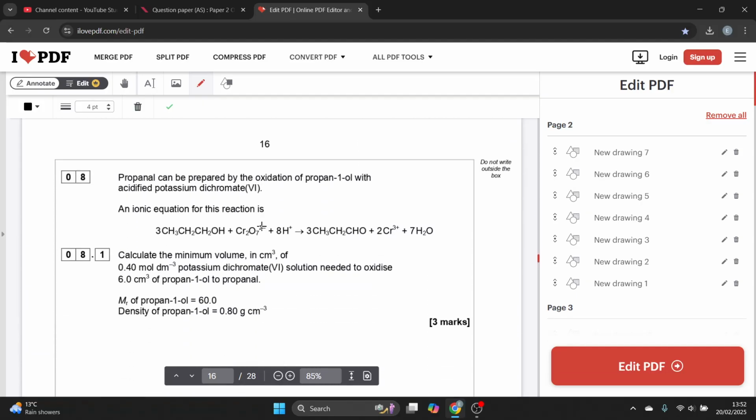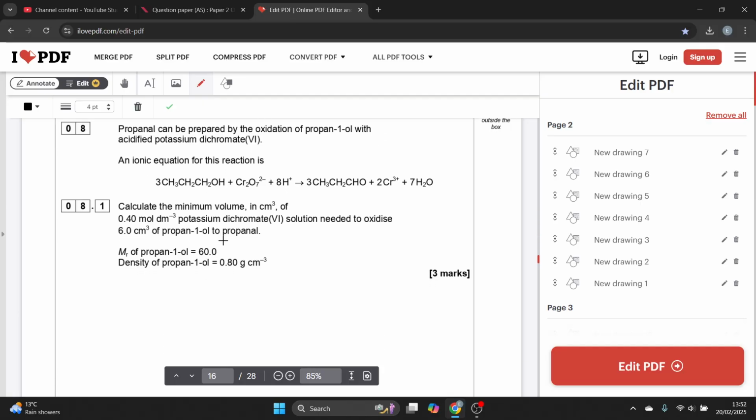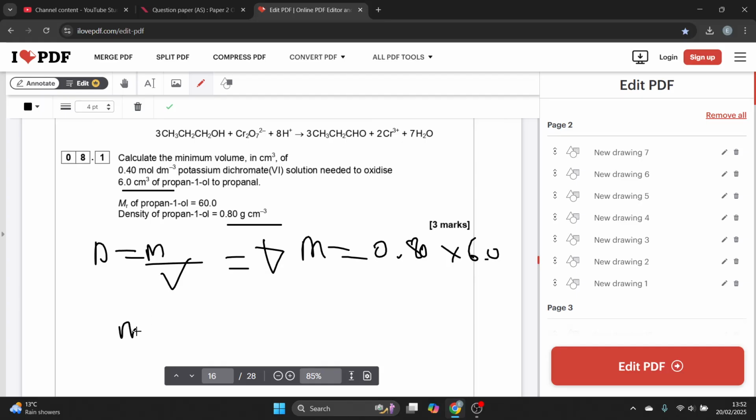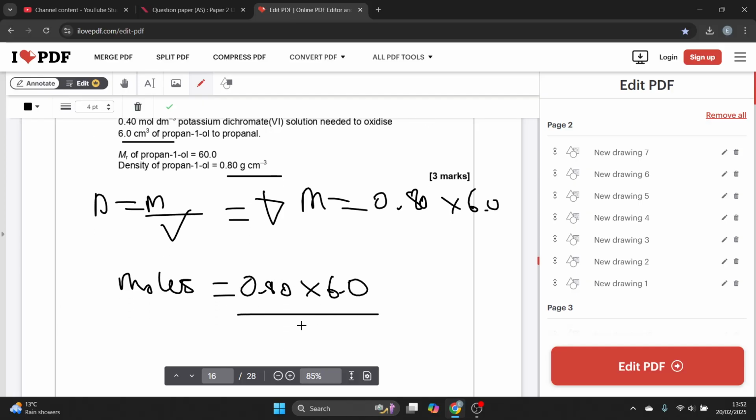Question 8. Calculate the minimum volume in centimeters cubed of this much potassium dichromate needed to oxidise this much propan-1-ol. I'm going to use density as mass over volume. Therefore, mass equals density 0.80 times the volume of propanol, 6.0. Then I can work out the moles of propanol, which is just 0.80 times 6.0 divided by the Mr, which they give us. So that's nice.